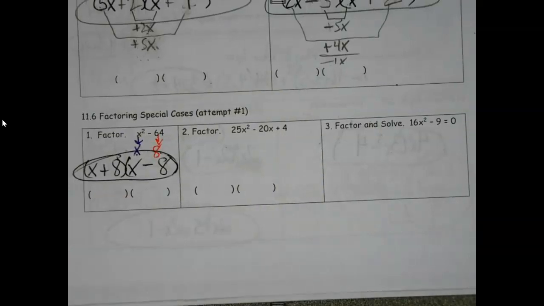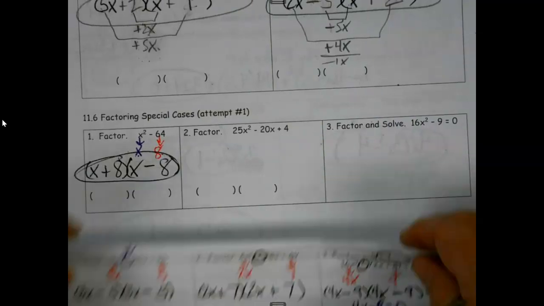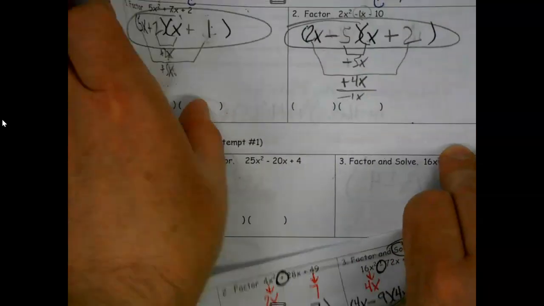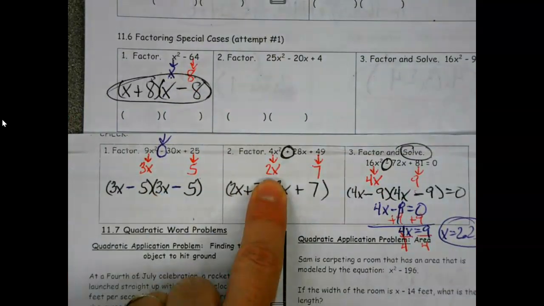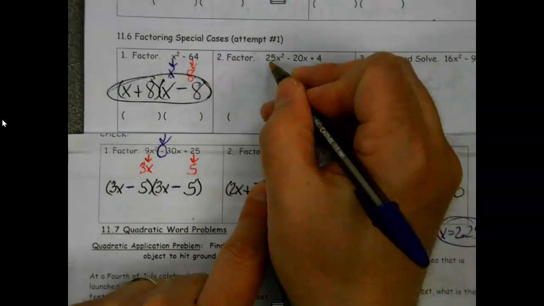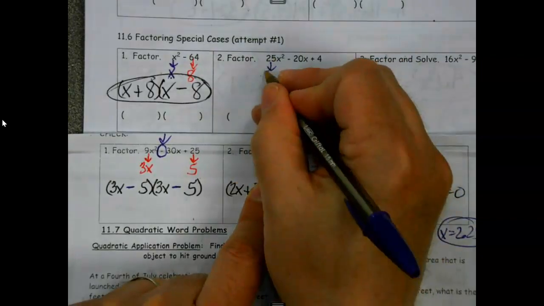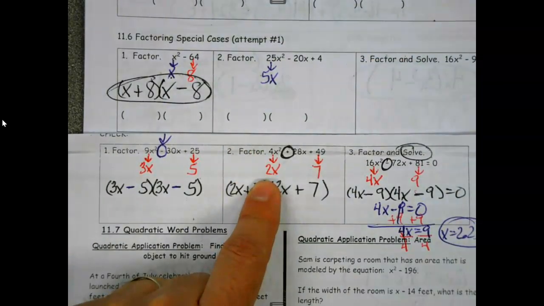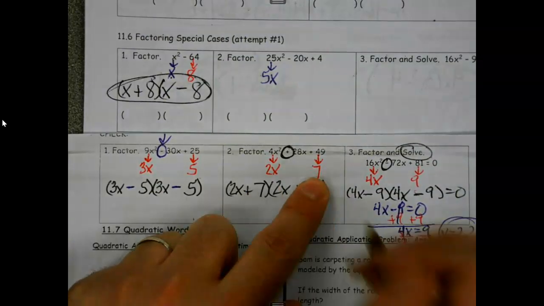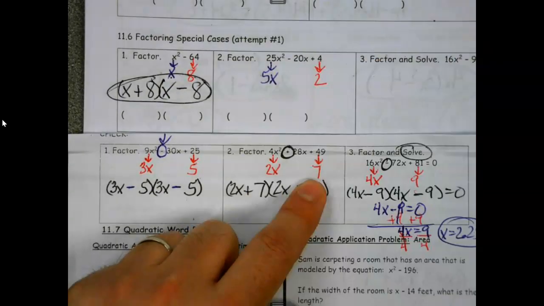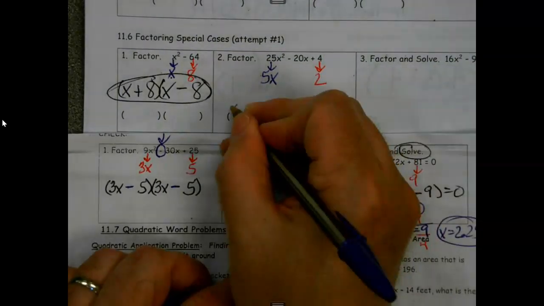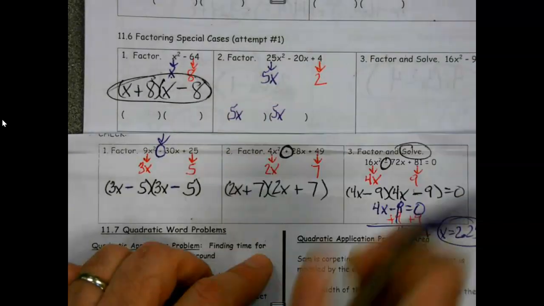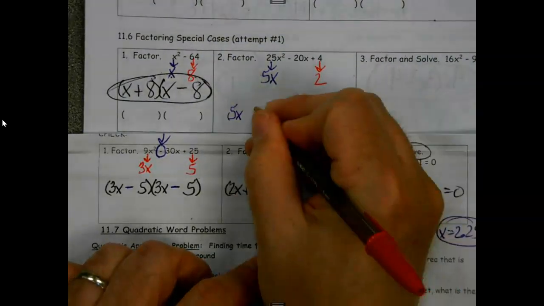I do the exact same idea, a little bit different of a format. When I get to my perfect square trinomial, oh my gosh, I'm all stuck in wires. Okay. I'm doing it with my first term. What do I square to get 25? 5. What do I square to get 4? 2. So the 5x goes first. The 2 goes second.